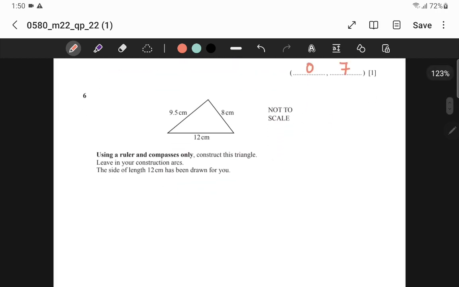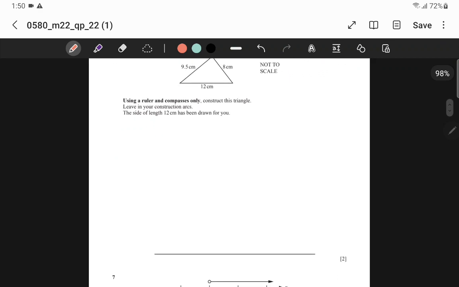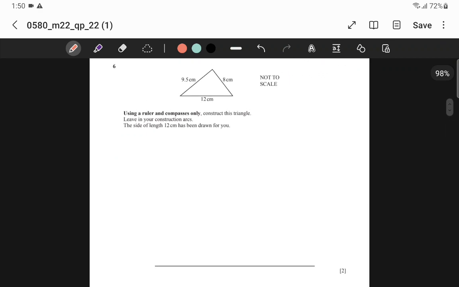And this one I cannot show it to you, but basically it's about drawing, right? Using a ruler and compasses only. Construct this triangle. Leave in your construction arcs. Construction arcs are like a part of the circle, a part of the circumference of a circle. The side of length 12 centimeters has been drawn for you. Now how about the 9.5 centimeter side and the 8 centimeter side?